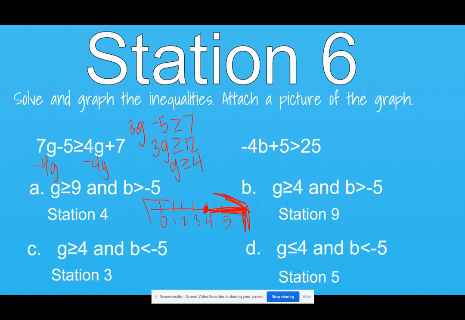For this problem, we subtract 5 over, so we get negative 4b is greater than 20. When we divide by the negative, the sign switches, and we get b is less than negative 5. So I can do, obviously I would make this longer usually, but I don't have the room. So negative 1, negative 2, negative 3, negative 4, negative 5. Open circle on negative 5. Let's be really clear with that one. And because it's less than, we go this way. So we're looking for g is greater than or equal to 4, and b is less than negative 5, which looks like this one.